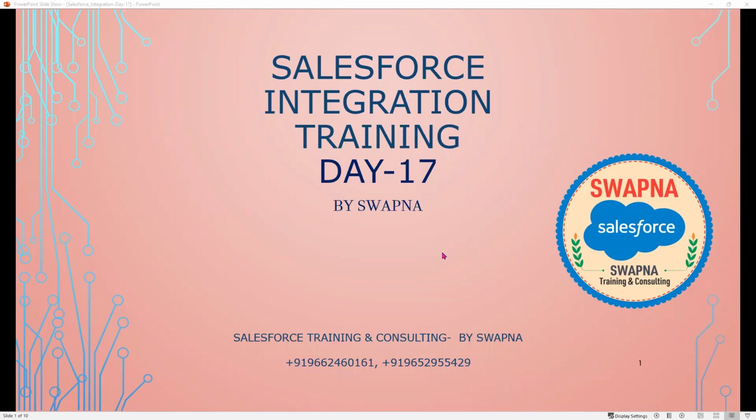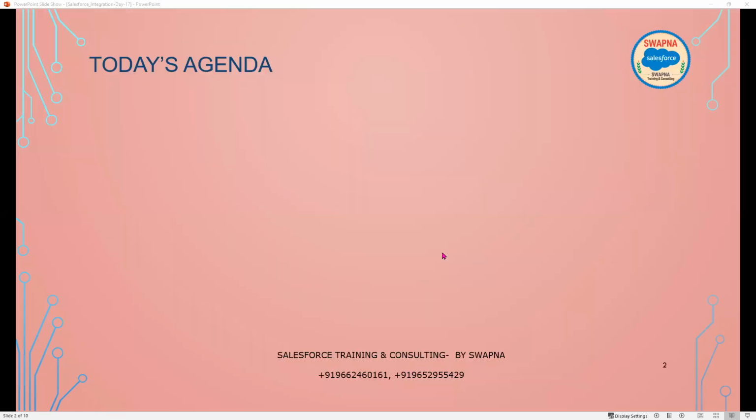So today's Salesforce integration training day 17, and today's agenda is we'll quickly go through the previous session overview and then we'll talk about the certificate key management. So yesterday we started with the JWT OAuth 2.0 JWT Flow.